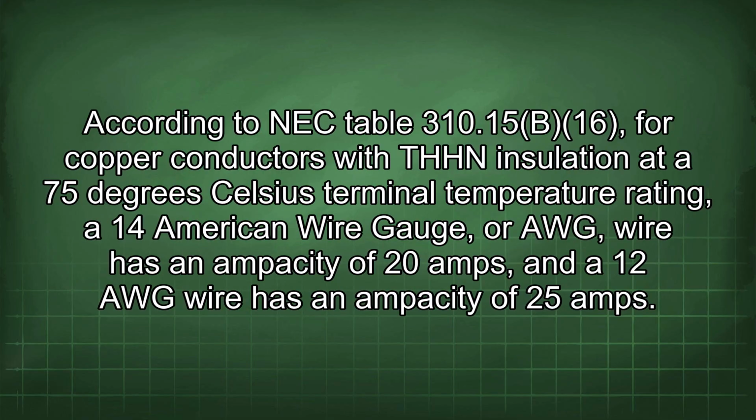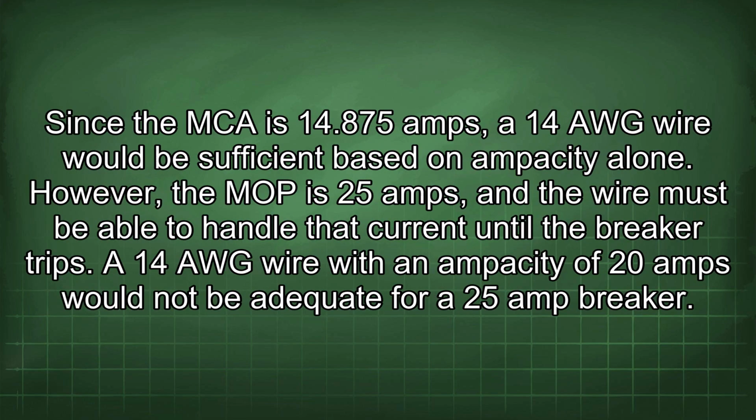According to NEC Table 310.15(B)(16), for copper conductors with THHN insulation at a 75 degrees Celsius terminal temperature rating, a 14 American wire gauge, or AWG, wire has an ampacity of 20 amps, and a 12 AWG wire has an ampacity of 25 amps. Since the MCA is 14.875 amps, 14 AWG wire would be sufficient based on ampacity alone.